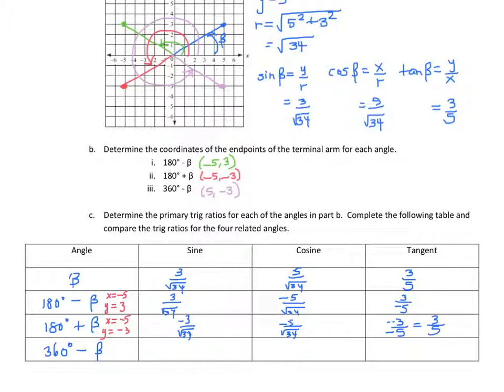And lastly, we have the angle 360 degrees minus beta. And for that one, we're going to use the point 5, negative 3. So x is 5 and y is negative 3. So the sine ratio becomes negative 3 over root 34. The cosine ratio, so x over r, becomes 5 over root 34. And the tangent ratio, y over x, becomes negative 3 over 5.